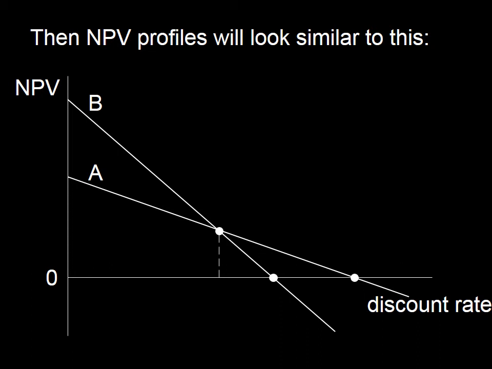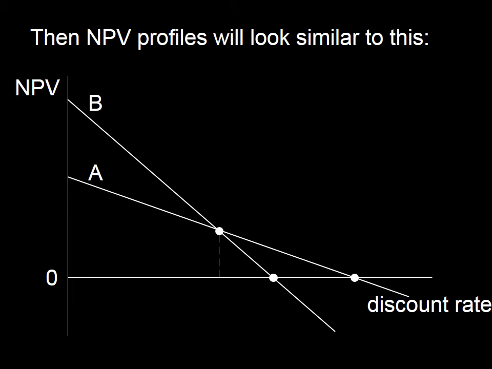Okay, since Project A has its larger cash flows up front in the beginning of the project, when you increase the discount rate, the net present value falls at a slower rate, because the cash flows that are farther out, which are getting hit harder by the increase in the discount rate, are the smaller cash flows, not the bigger ones.